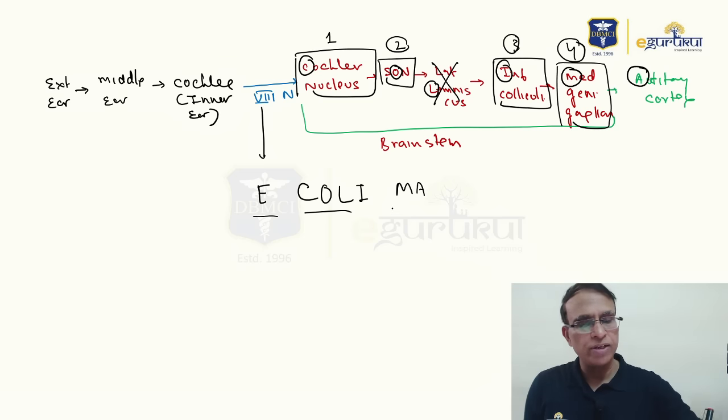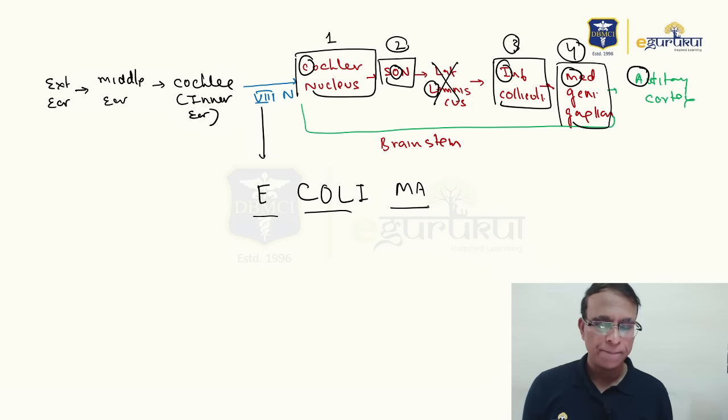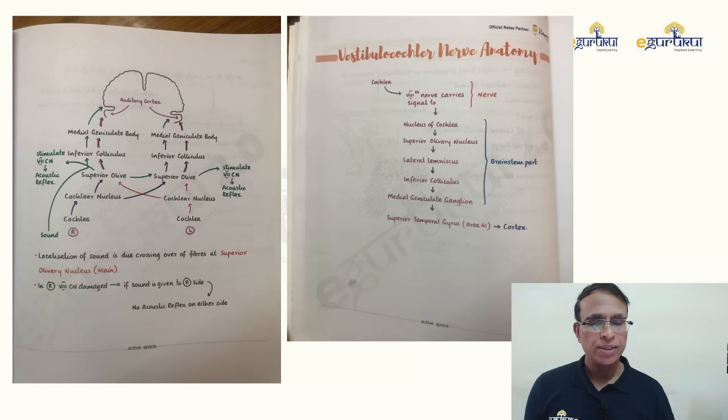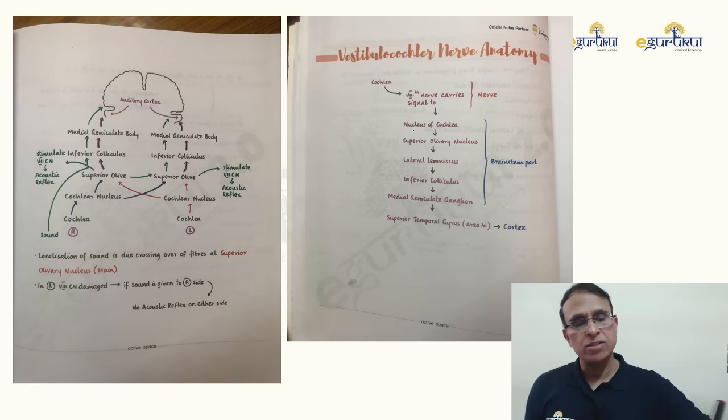This mnemonic is given in most of the books, so it's not difficult. Okay, easy, isn't it? And these are the images from the PDF file of the eGurukul app, where we have discussed this auditory pathway. You can see superior olivary nucleus, inferior colliculi, and medial geniculate ganglion.